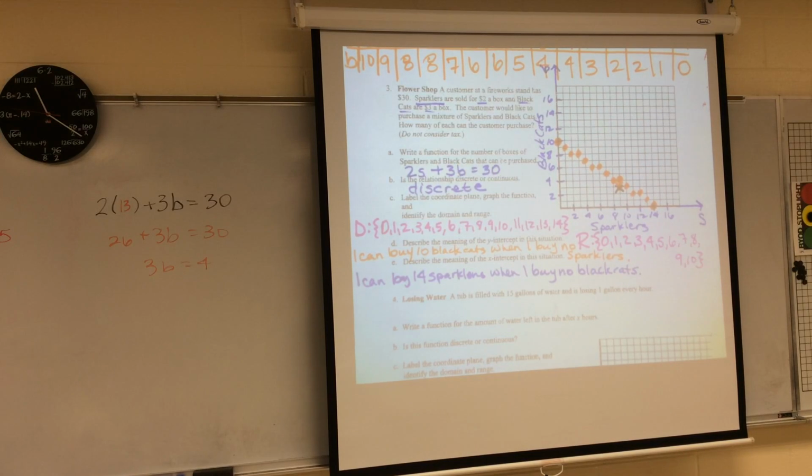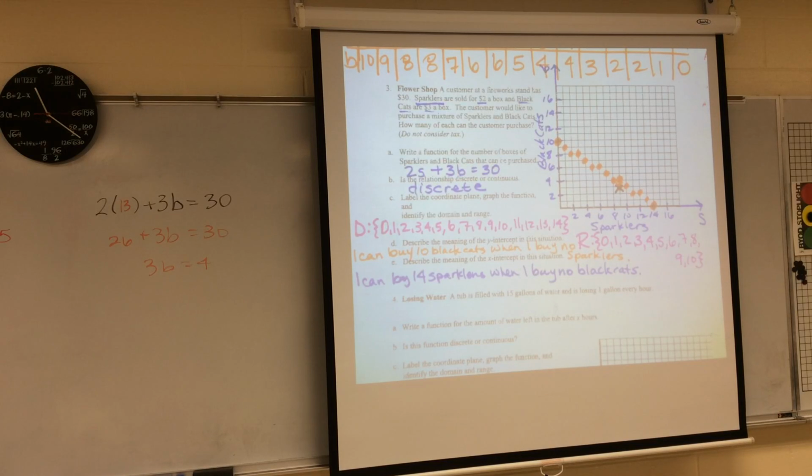So we have $2 left over, so maybe we can buy some poppers or something. But we're not worrying about that because we just wanted sparklers and black cats. That's what we came for. But you're saying you get 14 sparklers, 28, which still leaves $2. Yeah, so we still have $2 left over, but we can't buy any more. Sparklers are $2.